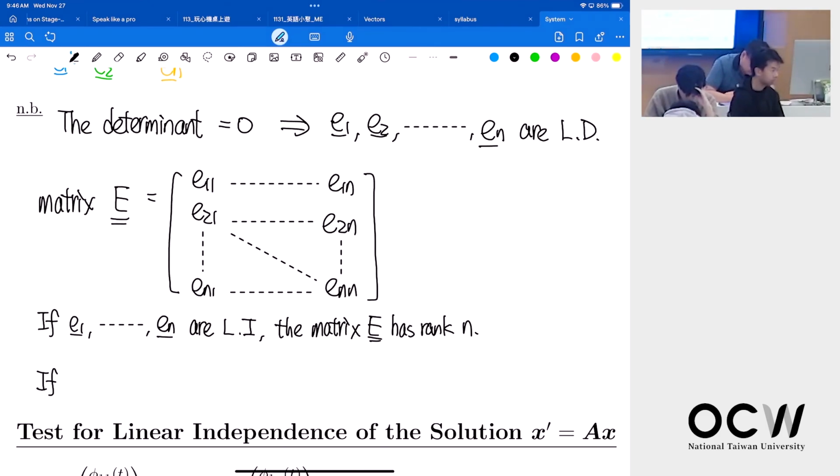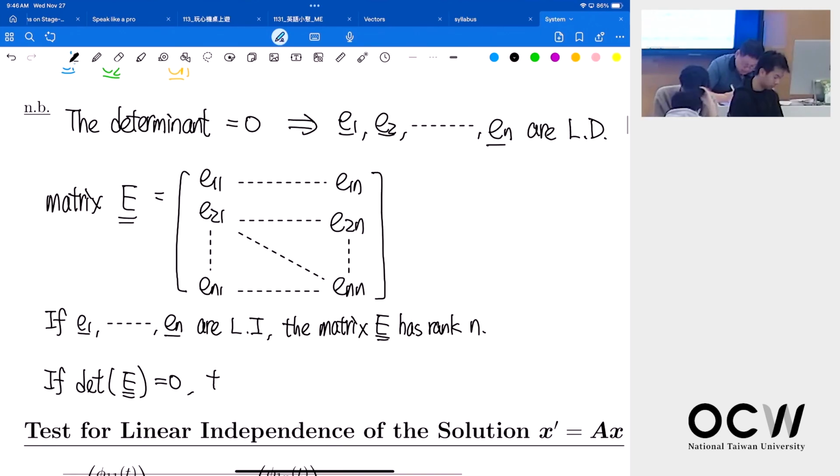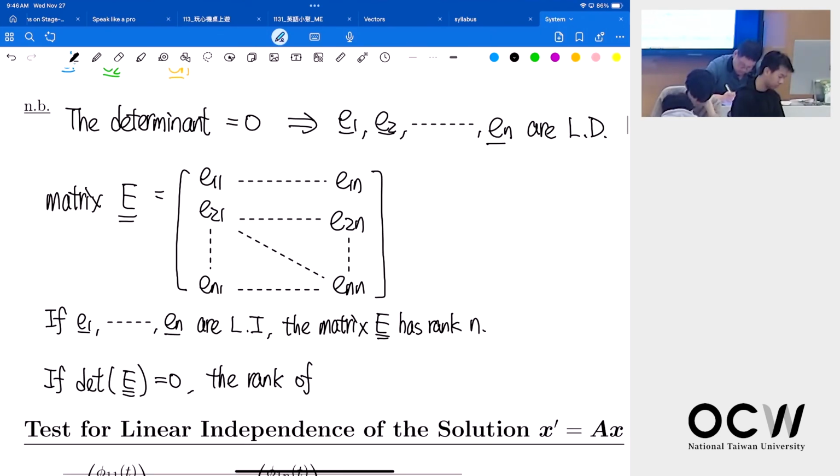Well, if the determinant of this matrix E is 0, what does that mean? The rank of E is greater than n, or equal to n, or less than n. In this case, if the determinant is 0, it is less than n, right?